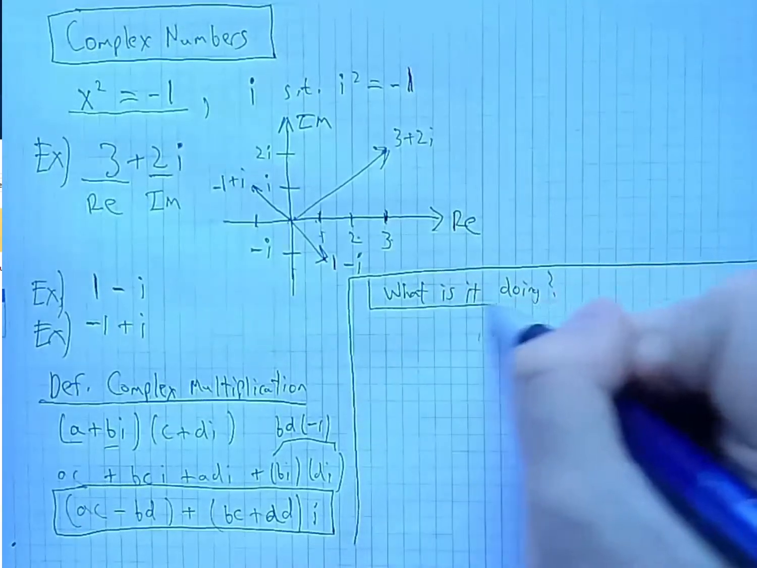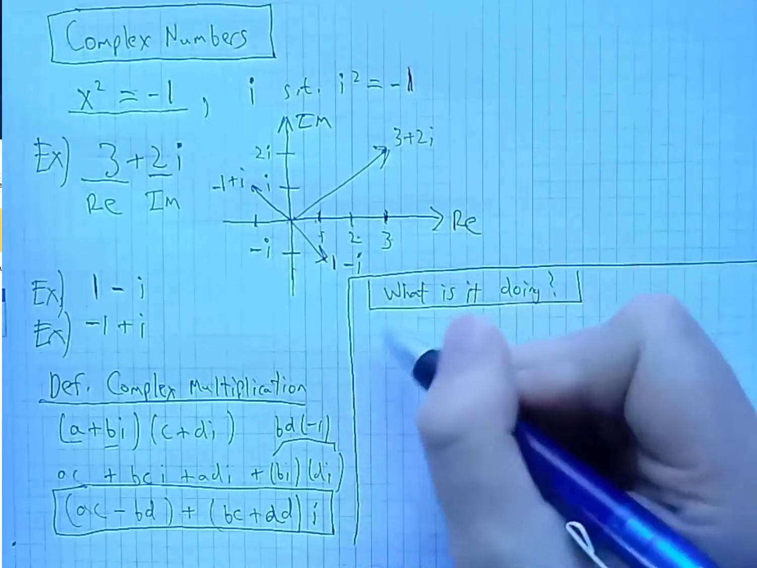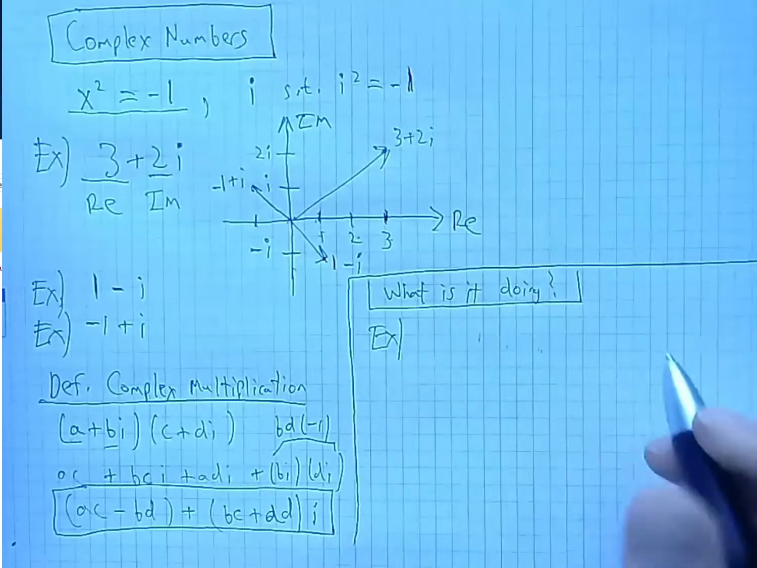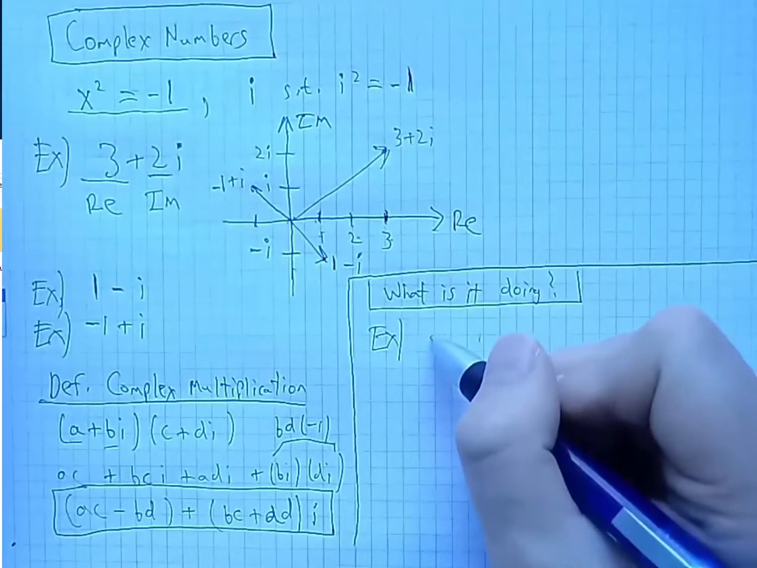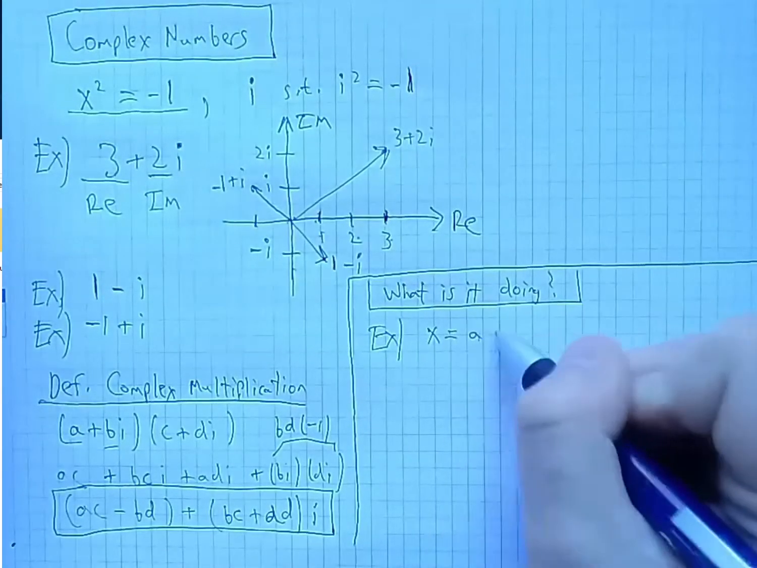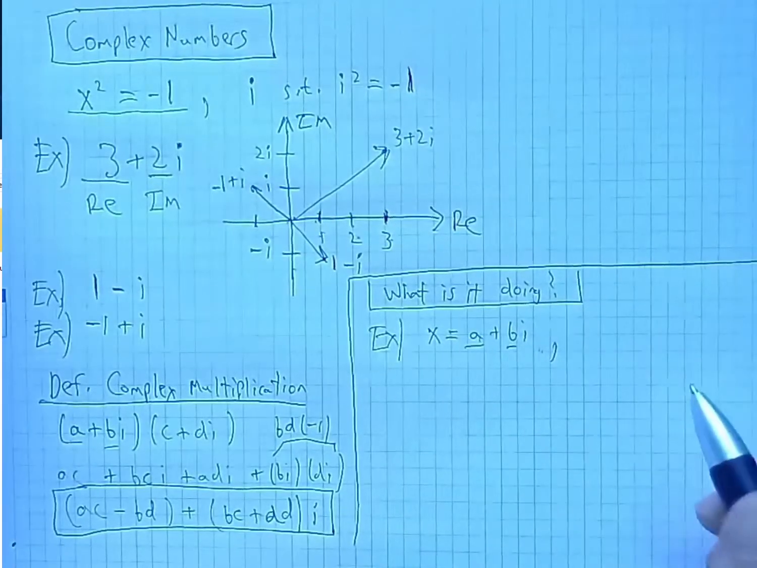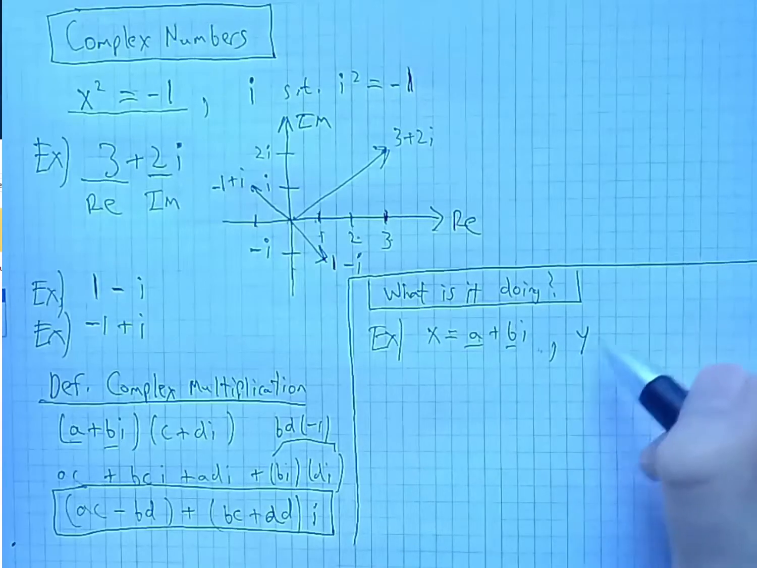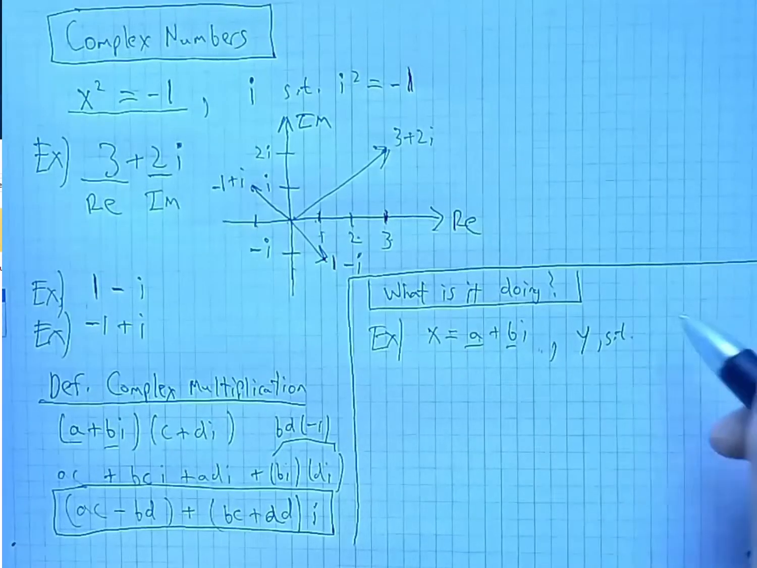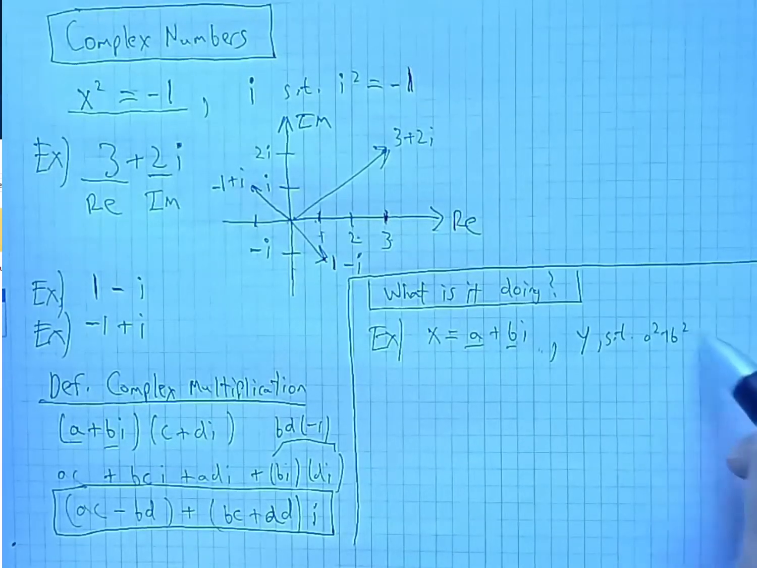Question mark. So let's consider some complex number. We'll say x is equal to a plus bi. So we'll leave it open as to what it is. But let's consider another complex number y, so that a squared plus b squared is 1.